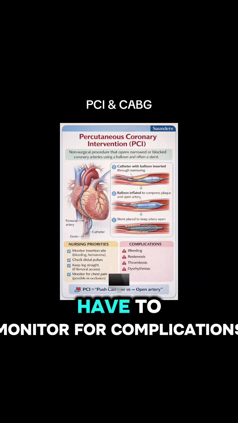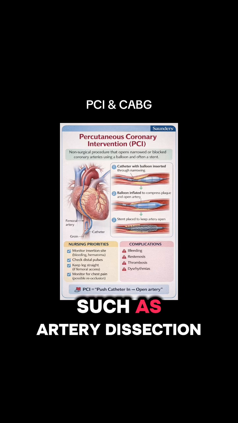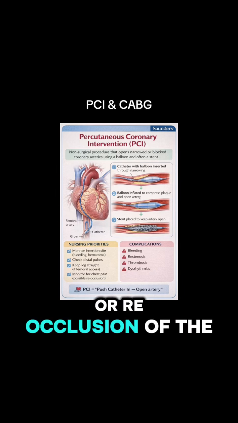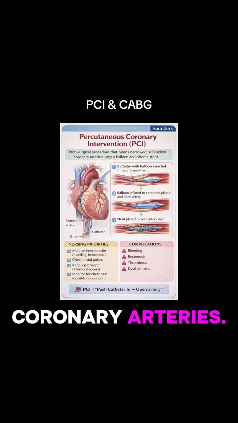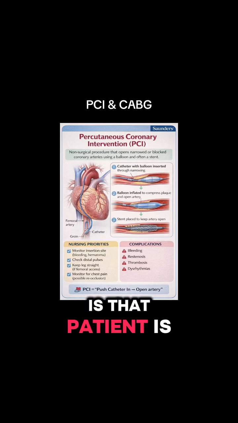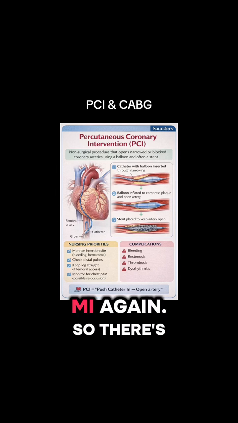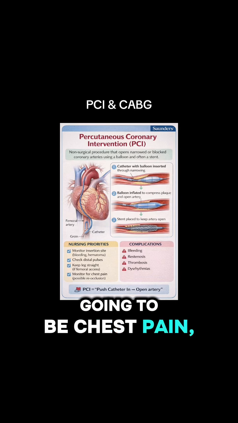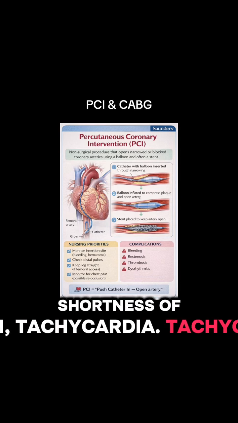And then we'll also have to monitor for complications such as artery dissection or reocclusion of the coronary artery. So some of the signs of reocclusion of the coronary artery is that the patient is going to have the signs of MI again. So there's going to be chest pain, shortness of breath, tachypnea, tachycardia.